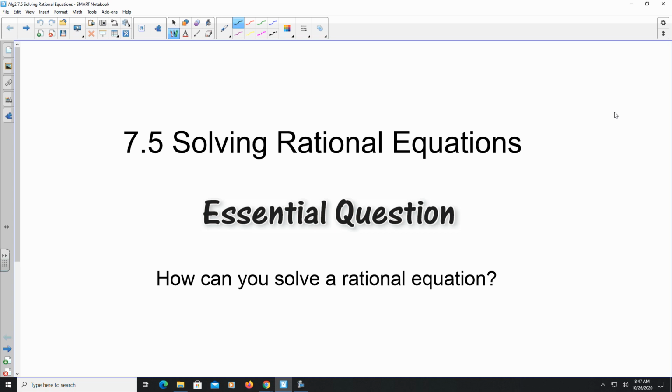One of the things that we have to do in order to be able to solve rational equations using cross products is we have to make sure that we have exactly one fraction on the left-hand side and exactly one fraction on the right-hand side. If that's not the case, we have to do some manipulation of each side of the equal sign in order to make that true.